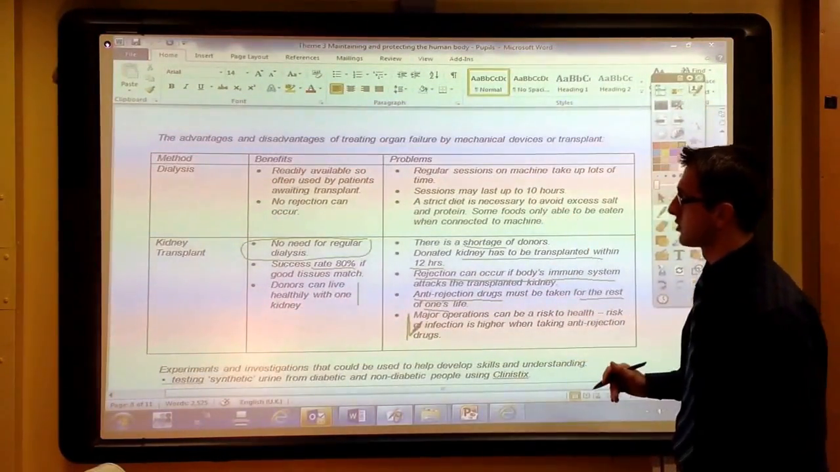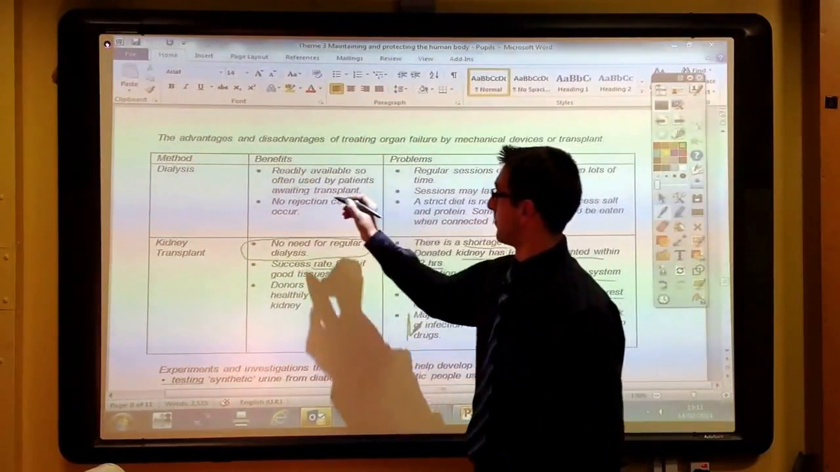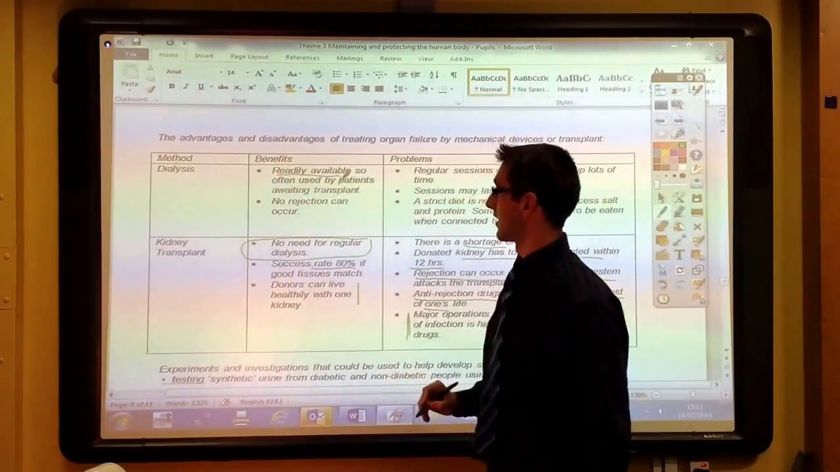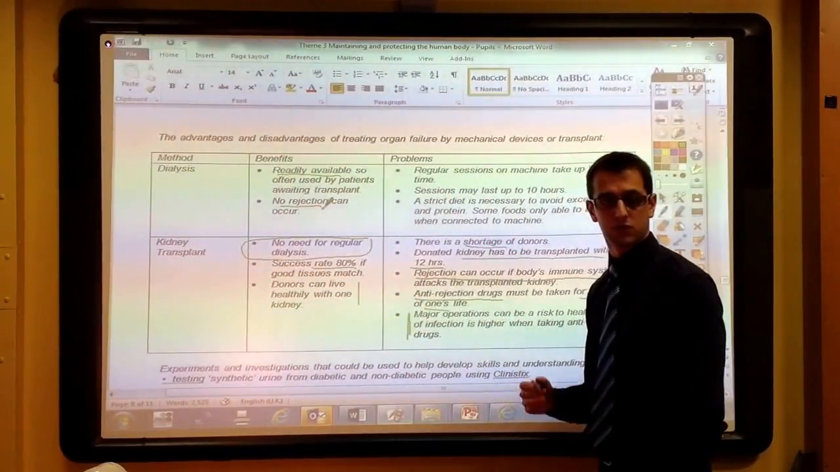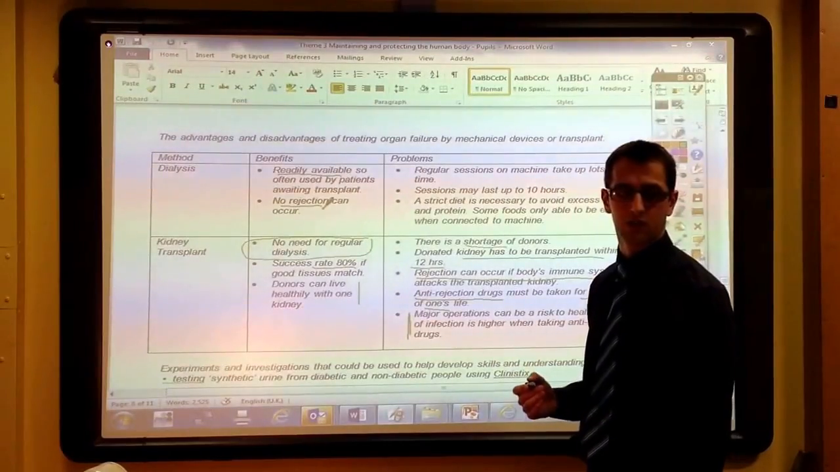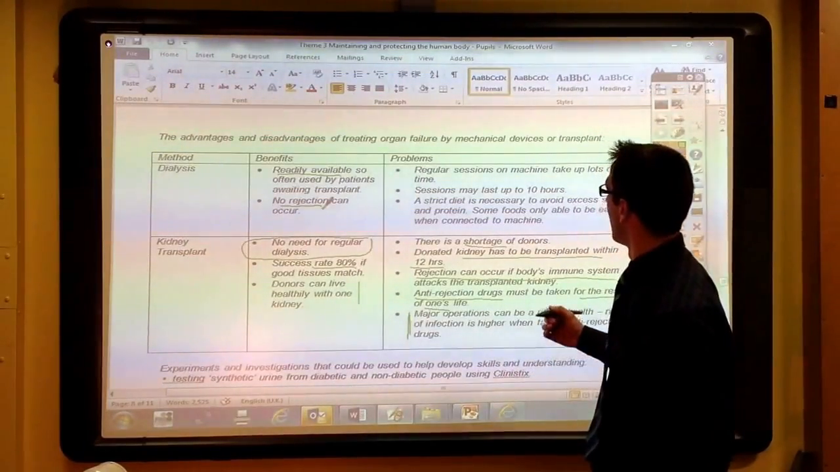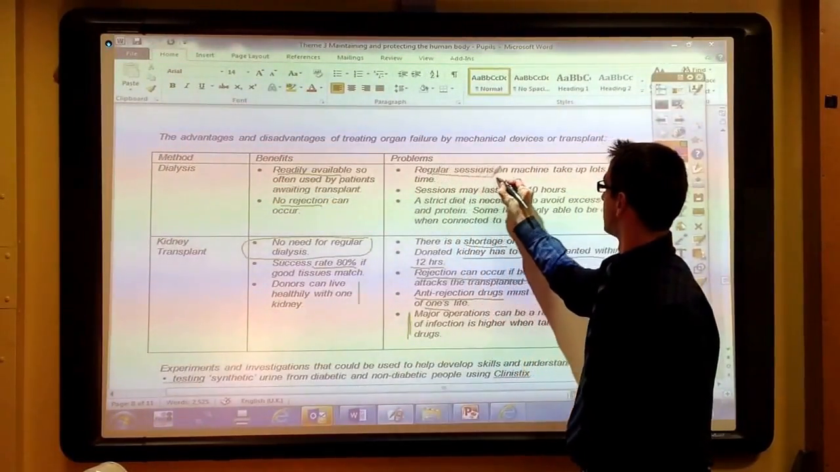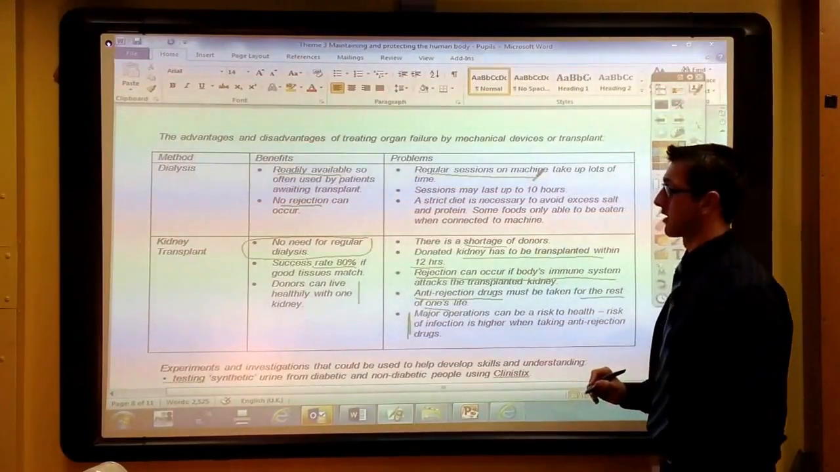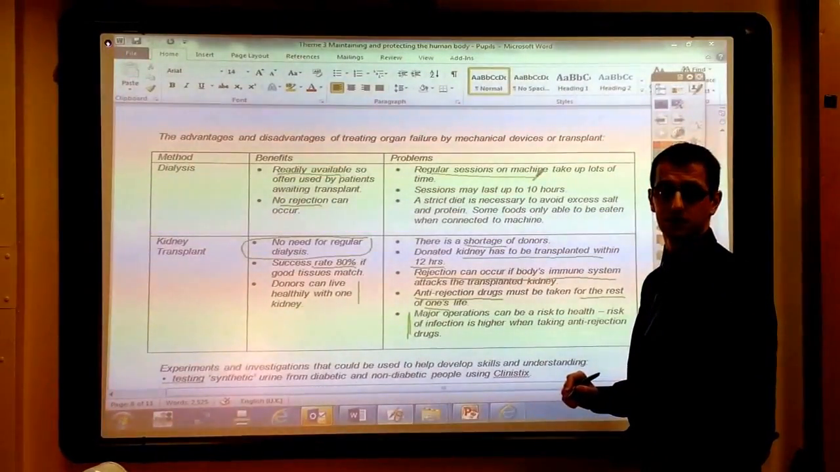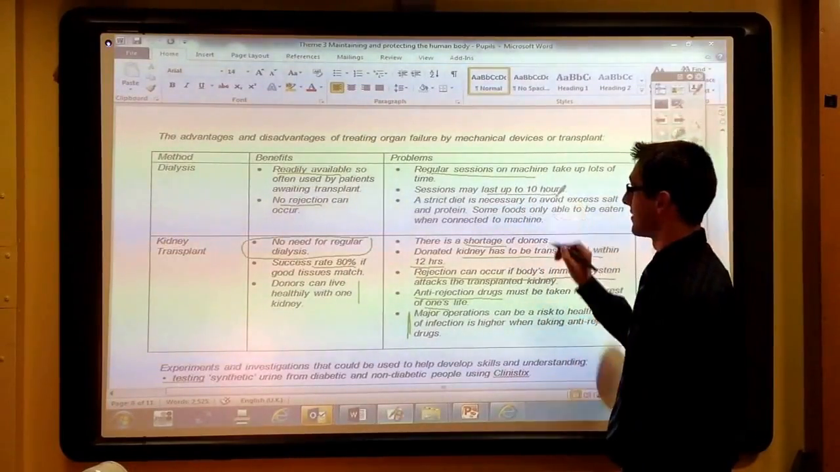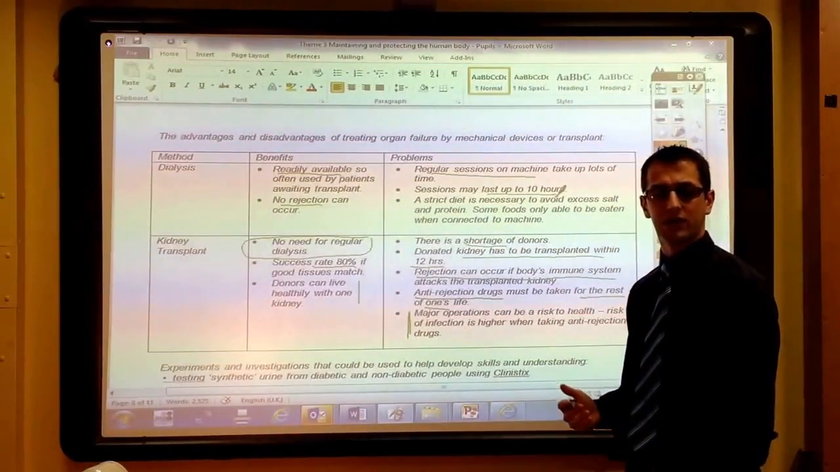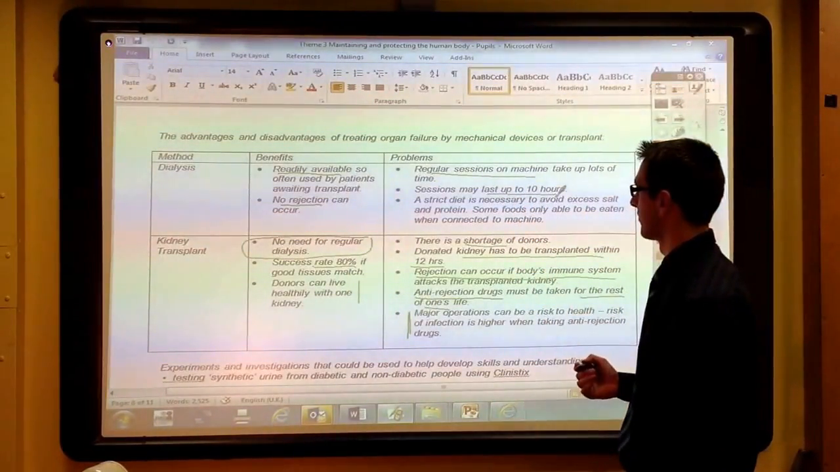If we compare that to dialysis, the benefits of dialysis are that it is readily available and there's no risk of rejection. So you just sign into a clinic and you go along regularly. However, the problem is that sessions have to be regular, and they take a long time to sit in the clinic for. Some sessions might be 10 hours long, which is quite an inconvenience on someone's life.